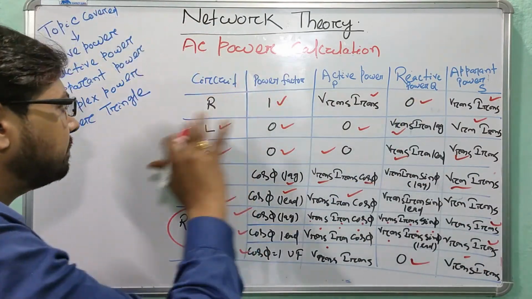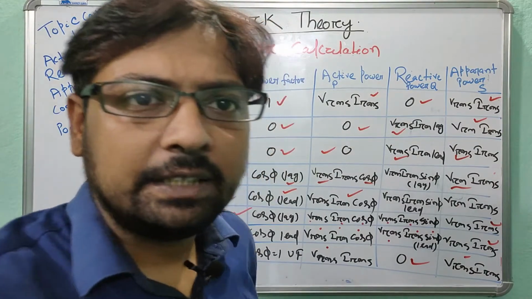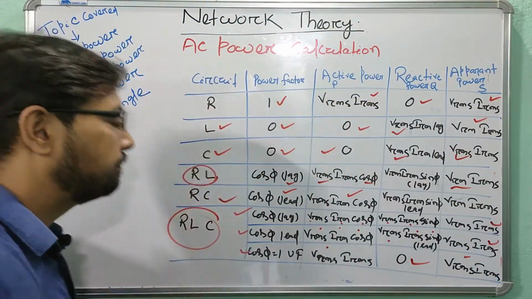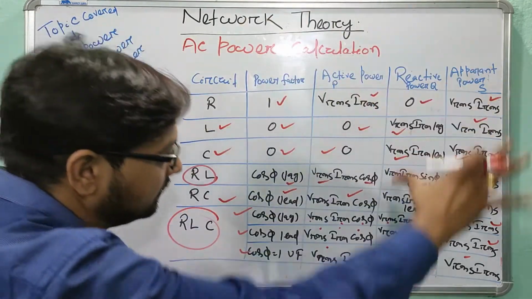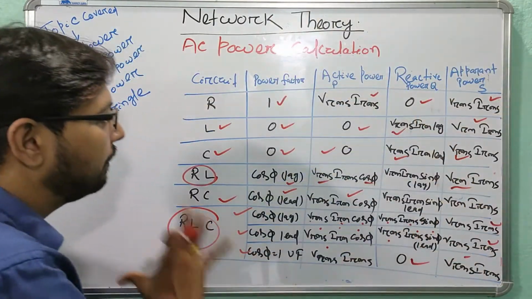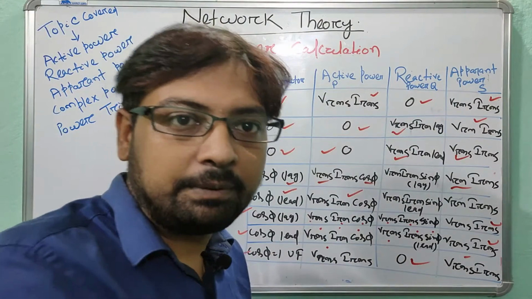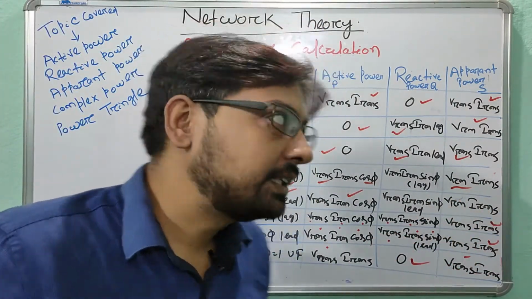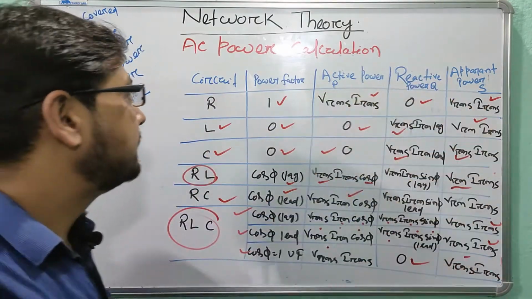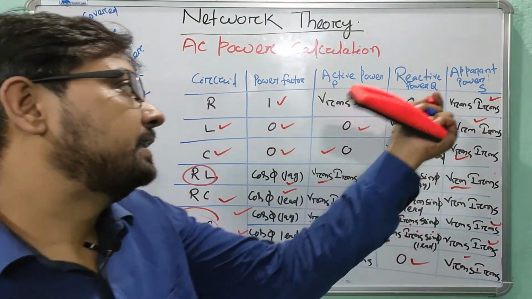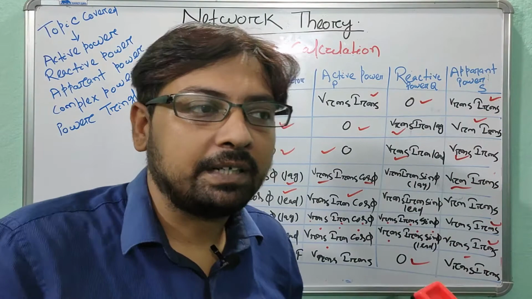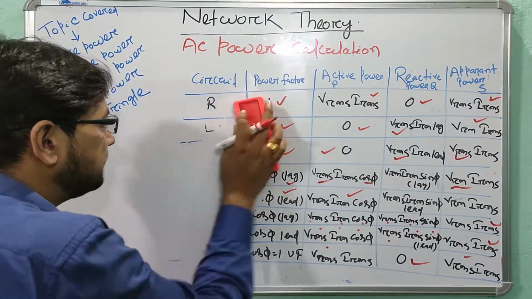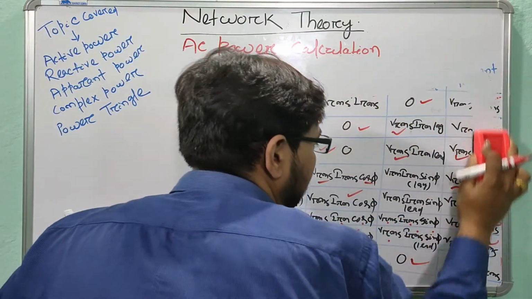So from all the derivations, you get the reactive power value, active power value, apparent power value, and the power factor. I will give you all the values in a table. If you remember this table, then there is no need to derive any formula. From this table, you get the power factor value, active power, reactive power, and apparent power of the different AC circuits. Now let us discuss the power triangle.